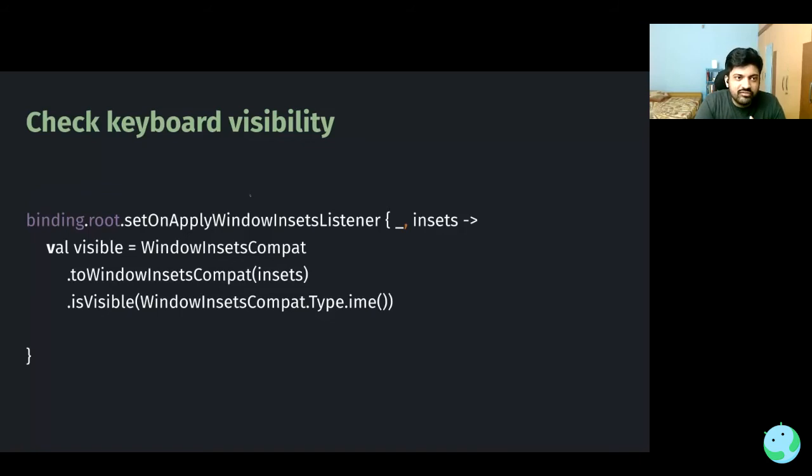And here, if you just want to find out if the keyboard is visible, you can use the WindowInsetsCompat to convert the existing insets into the AppCompat version, and then just call isVisible with the type of the inset you want. In this case, we want the keyboard inset, so we're passing IME and just checking isVisible, and that's it. You can do the same thing for status bars, navigation bars, anything, because all of them are insets, and you can find out whether they're visible or not.